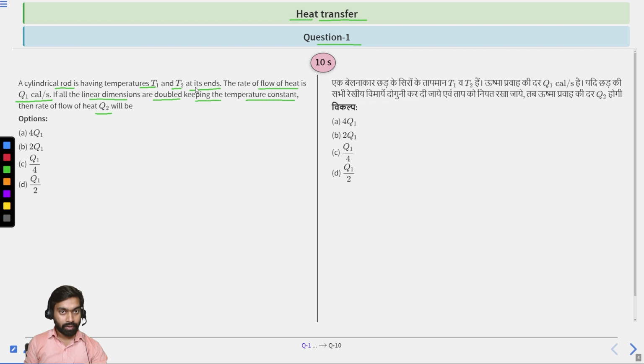So the question asks about the rate of flow of heat Q2, and given temperatures T1 and T2 at the ends of the rod. Clear? And heat Q1 flows. So which option is correct? Option A is 4Q1, option B 2Q1, option C Q1 by 4 and option D Q1 by 2. So which one is correct? You have 10 seconds to solve this question. After 10 seconds, we will provide the solution of this question.